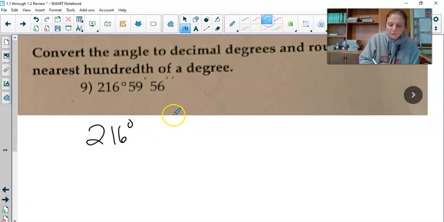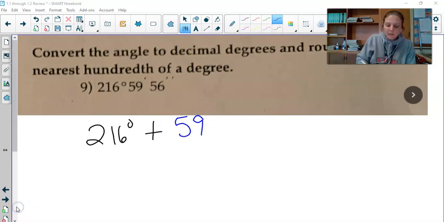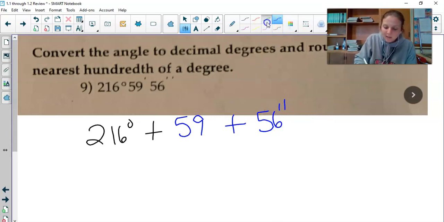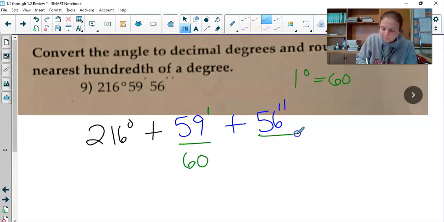So in this question, you're going to bring out your whole degrees, your part of a degree, and then I'm going to pull out the other part of a degree, which is the seconds. This is 56 seconds. Okay, so when we did these, what we did was we divided by the amount of minutes in a degree. So every degree is 60 minutes. So I'm going to divide this by 60.